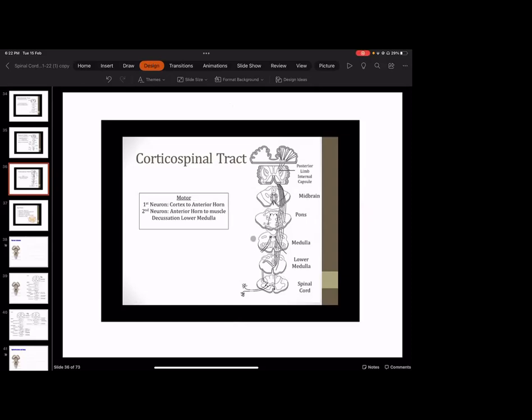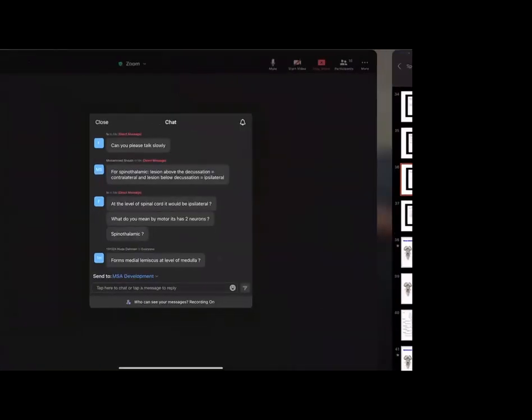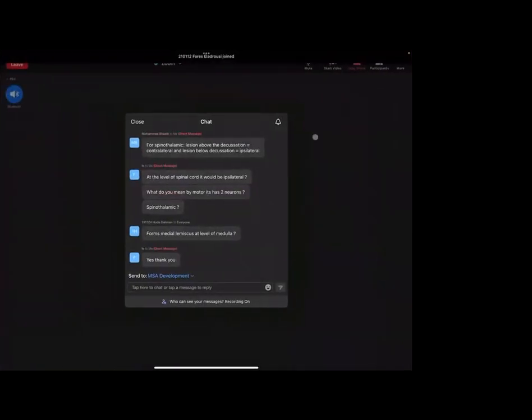Okay, so this is what they mean by two neurons, the first and the second. It comes from the cortex all the way down until here, and then there's a synapse in the anterior horn, and from the anterior horn it goes to the muscle. The decussation happens at the lower medulla. So it changes sides at the lower medulla, then comes to the spinal cord, goes to the anterior horn, synapses, and goes to the muscle. So these are the two neurons. I hope that makes sense.